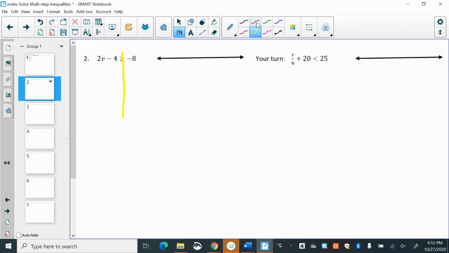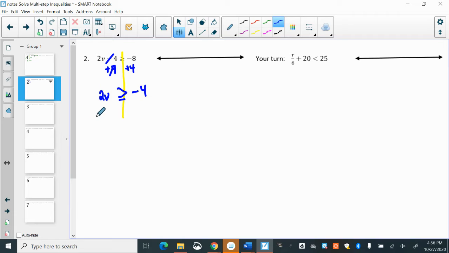We need to get to that v, so we're going to go ahead and first move this -4. We're going to do the opposite and add. And when you add and subtract, your inequality sign stays exactly the way that you see it to begin with, so nothing changes. -8, +4 gets us to a -4.